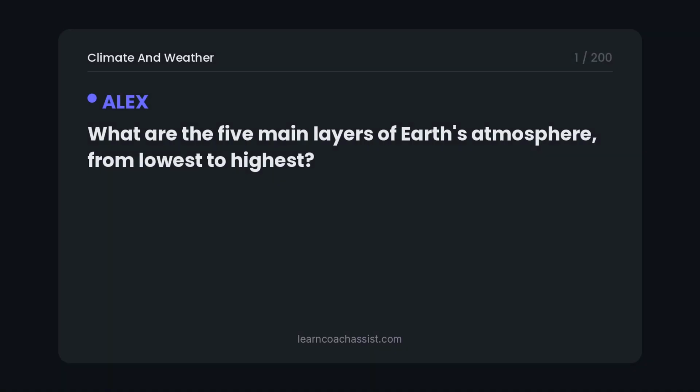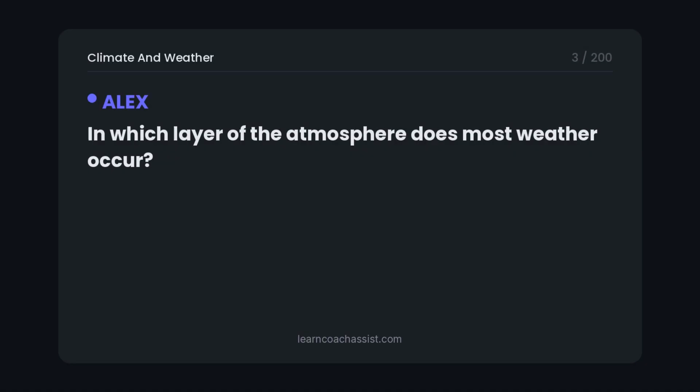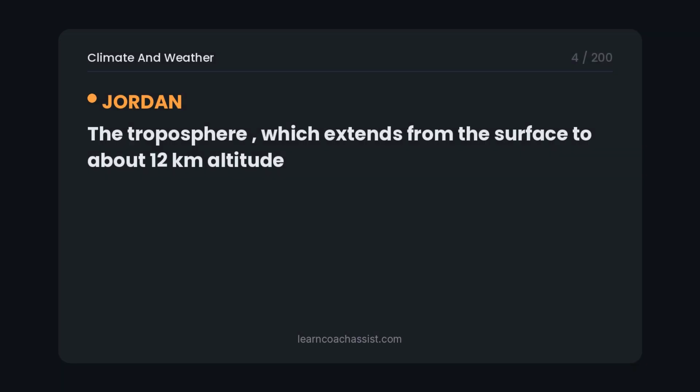What are the 5 main layers of Earth's atmosphere, from lowest to highest? Troposphere, stratosphere, mesosphere, thermosphere, and exosphere. In which layer of the atmosphere does most weather occur? The troposphere, which extends from the surface to about 12 kilometers altitude.